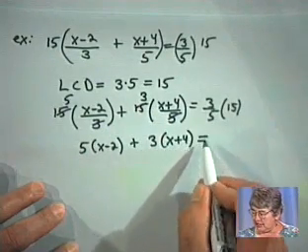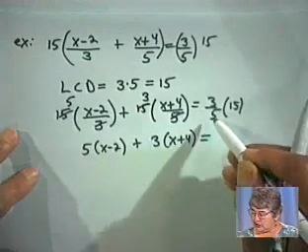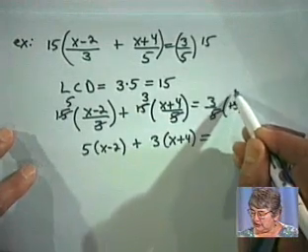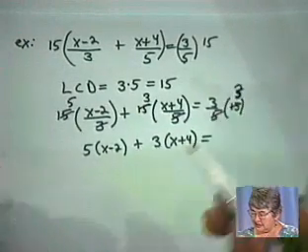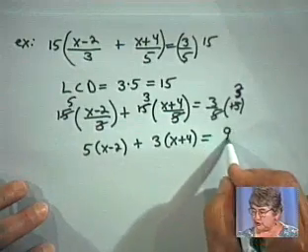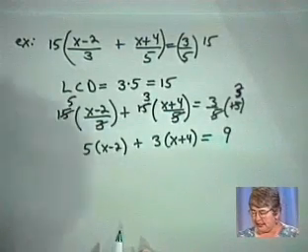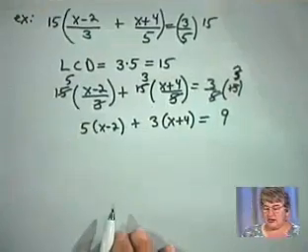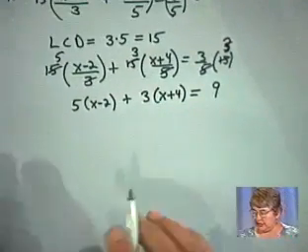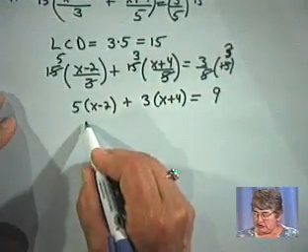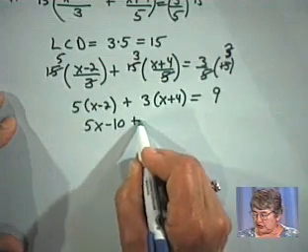For the second term, 5 goes into 15 3 times, and so we're left with 3 times the quantity x plus 4 equals the right-hand side of the equation. 3 times 3 would be equal to a 9. Okay. Now, the nice thing about this is that we were able to eliminate all of the denominators, and then it's just a matter of solving this simple linear equation.